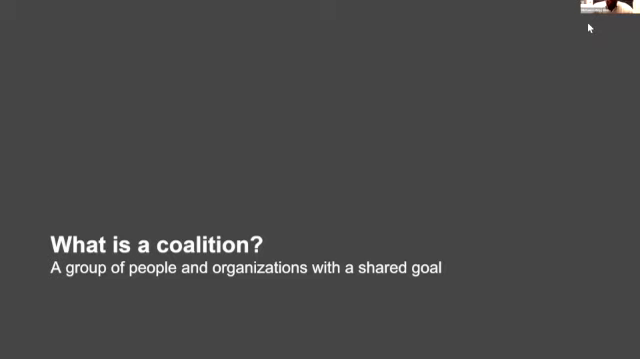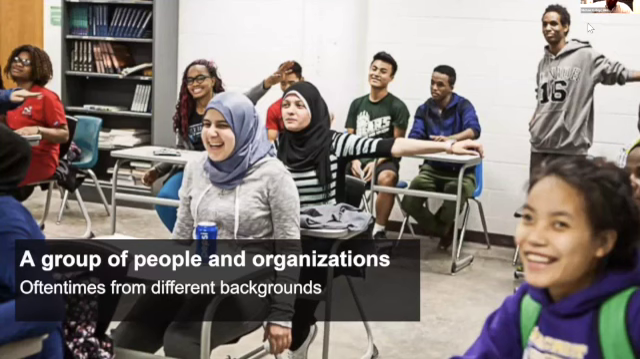So the first topic we want to cover here is, what is a coalition? In short, it's a group of people and organizations with a shared goal. First and foremost, a coalition is a group of people or organizations made up of people from various backgrounds. Successful coalitions often rely on a combination of people with varying interests and levels of expertise in a wide array of issues.